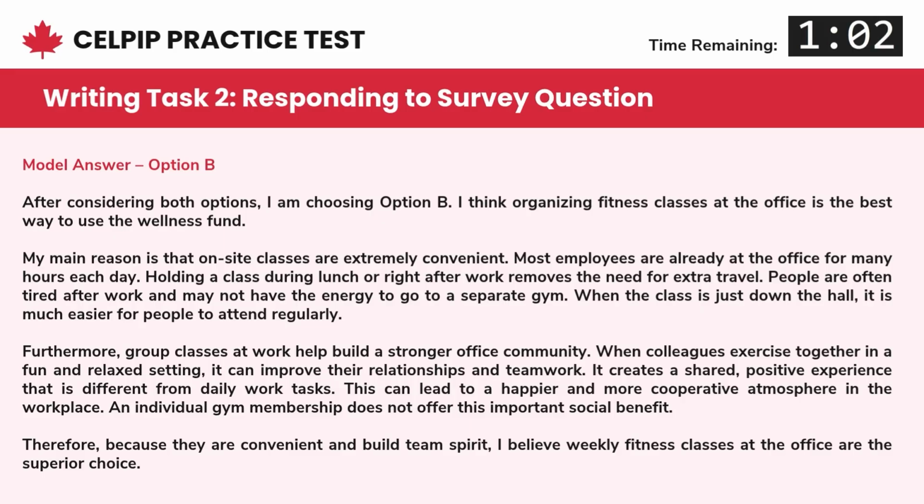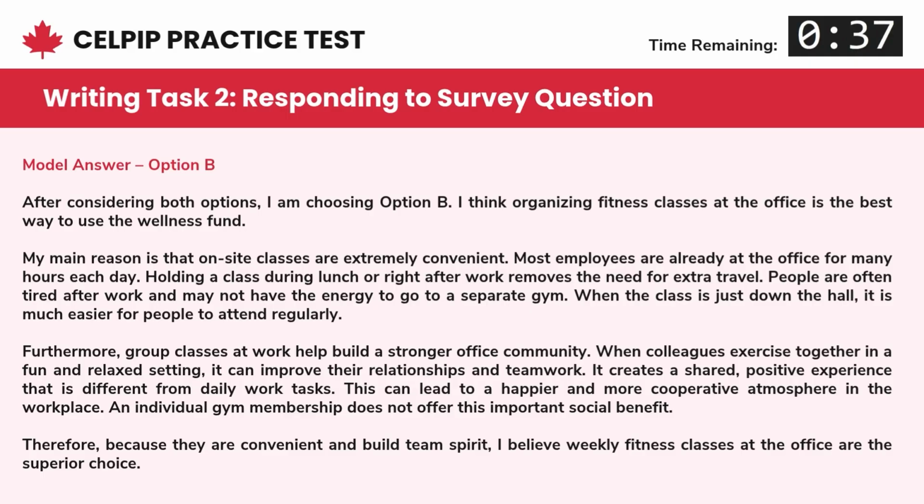For example, the second reason focuses on how group classes help build a stronger office community, which is a very persuasive argument. The structure is logical and easy to read. It begins with the main choice, develops two supporting points in the body, and ends with a solid concluding sentence. The semi-formal tone is perfectly suited for this type of survey question.